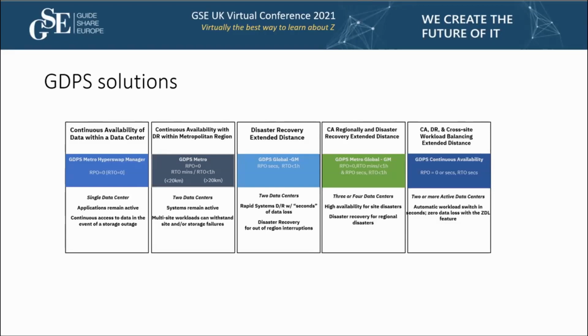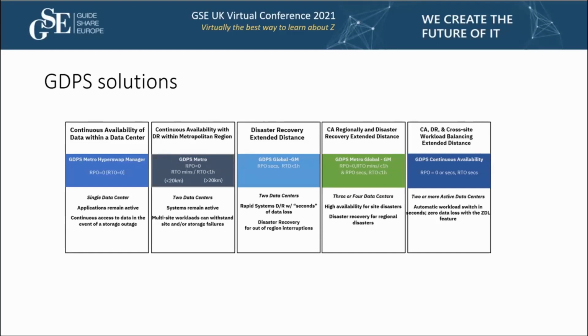data centers. So in addition to the synchronous replication and hyperswap offered by GDPS Metro HyperSwap Manager, it also provides automated disaster recovery procedures to control disk as well as servers. So those are the two continuous availability solutions in GDPS for metro area.